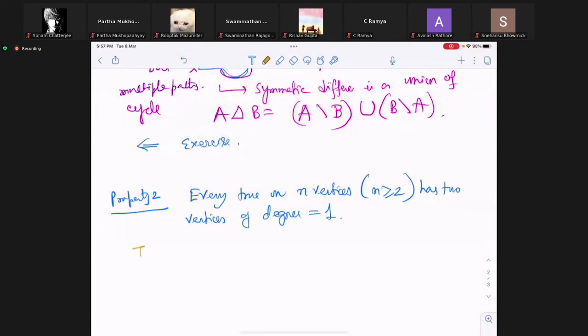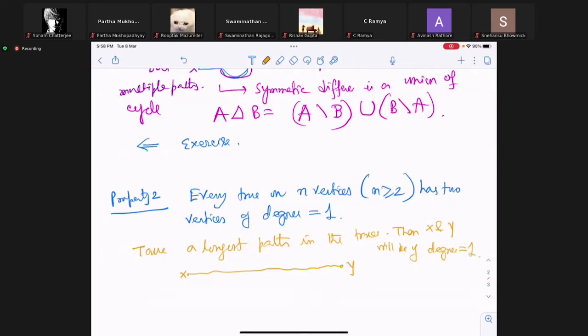So take a longest path. So this XY is the longest path in that. Then X and Y will be of degree 1. Why? If it is not, it will be a cycle. If it is not, you can extend, right?